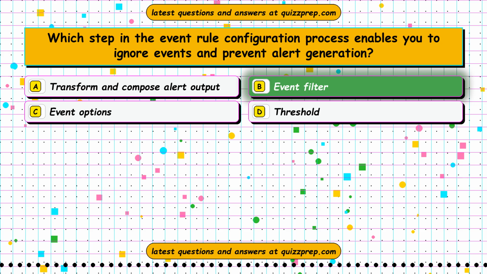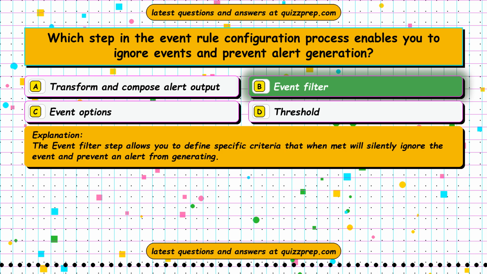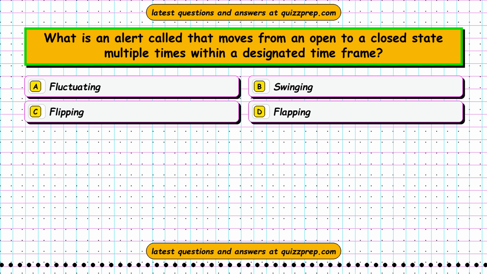The correct answer is option B, event filter. The event filter step allows you to define specific criteria that when met will silently ignore the event and prevent an alert from generating.